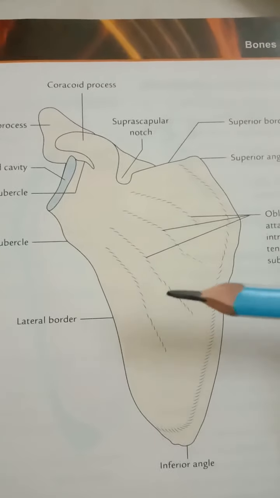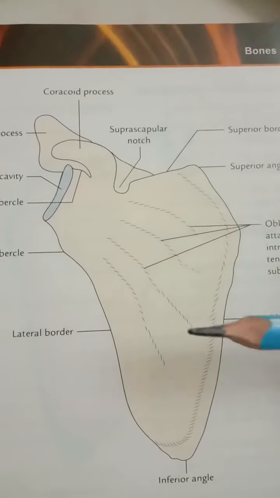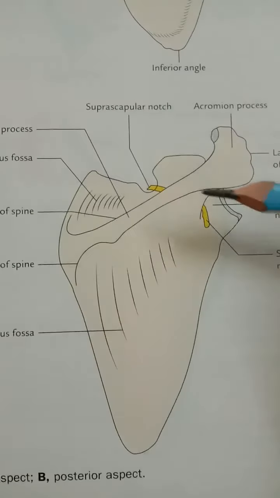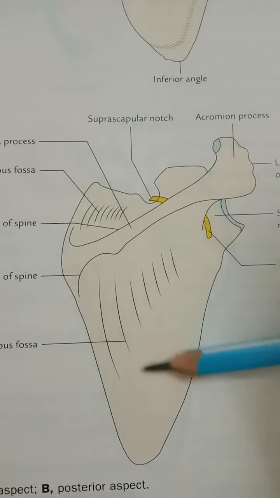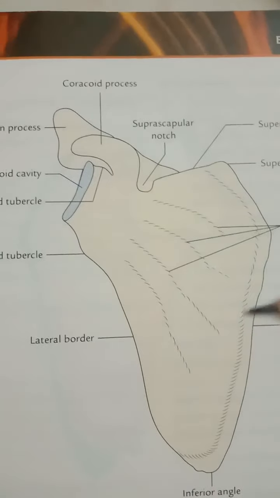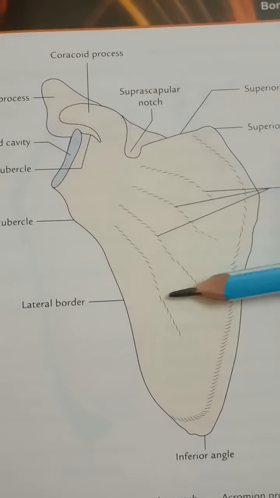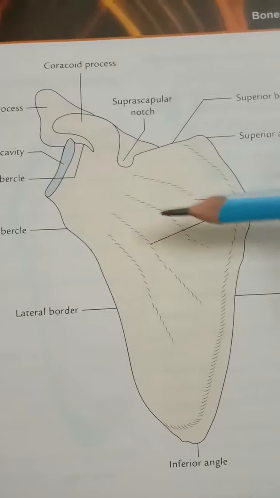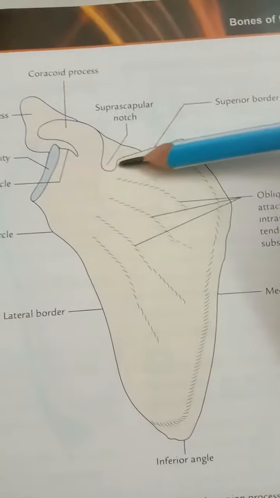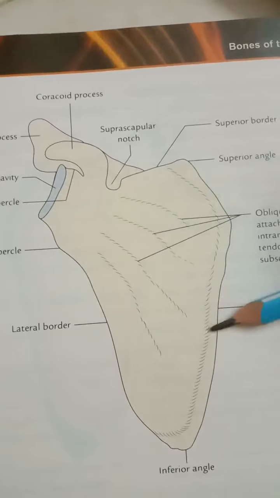First let's see the surfaces of the scapula. The scapula has two surfaces. The anterior surface is called the costal surface, and the posterior surface is called the dorsal surface. The costal surface of the scapula is also called the subscapular fossa, and it is concave and directed medially and forwards. It is marked by three longitudinal ridges: 1, 2 and 3.